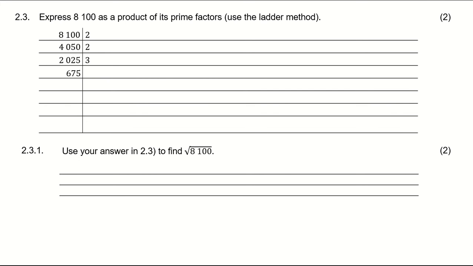Can 3 go into 675? The answer is yes. When you take 675 divided by 3, it'll give you 225. Can 3 go into 225? The answer is yes. And when you divide 225 by 3, it'll give you 75. Can 3 go into 75? Again, the answer is yes.